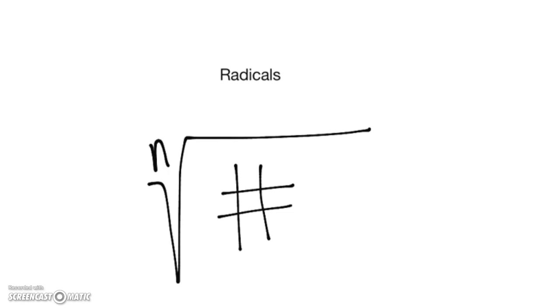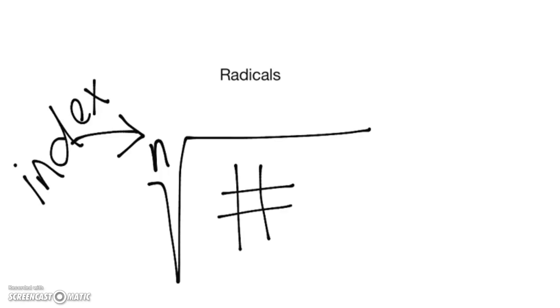First, let's talk about the parts of a radical. This number here is called the index of the radical. For our purposes in geometry, this number will always be a 2. However, you should know that this number could also be a 3 or a 4 or some other number because you may run into that later on.